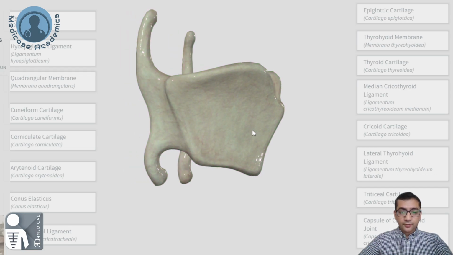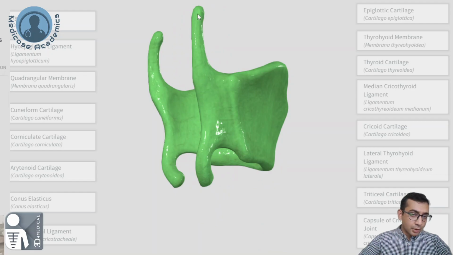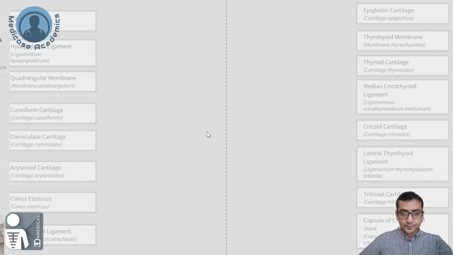The posterior border, if we look at it, consists of two raised areas. The horn that is raised above and the horn that is raised below are known as the superior and inferior horns respectively.